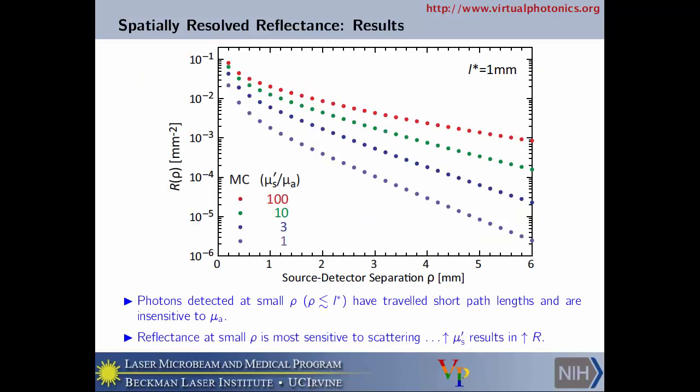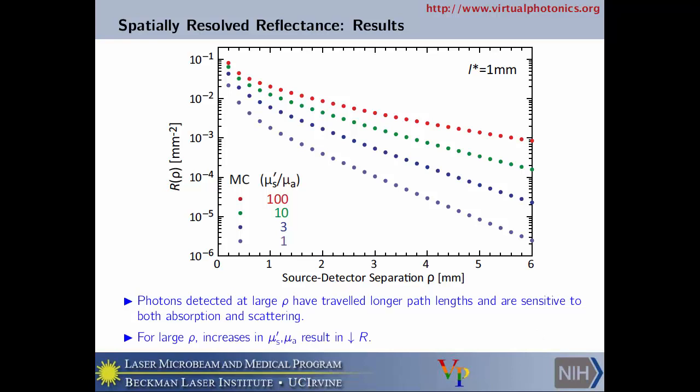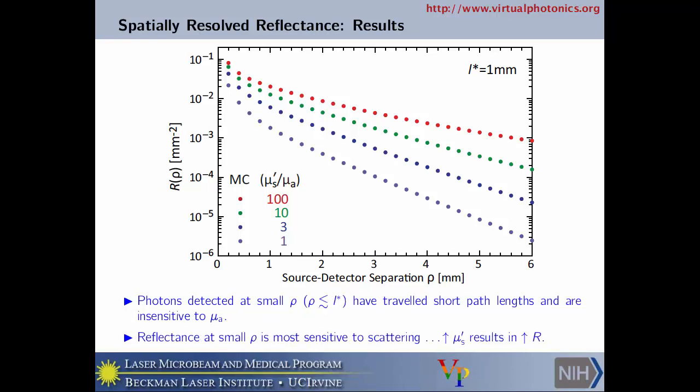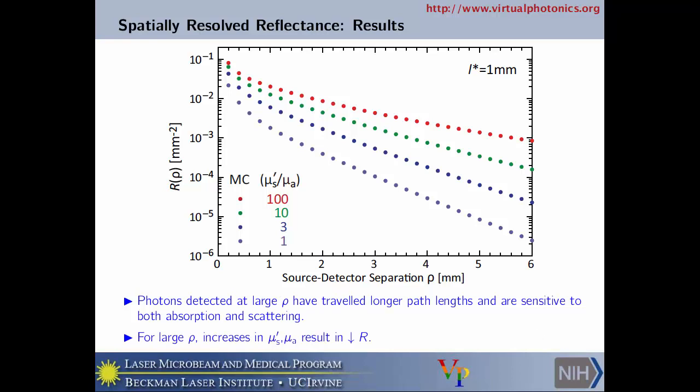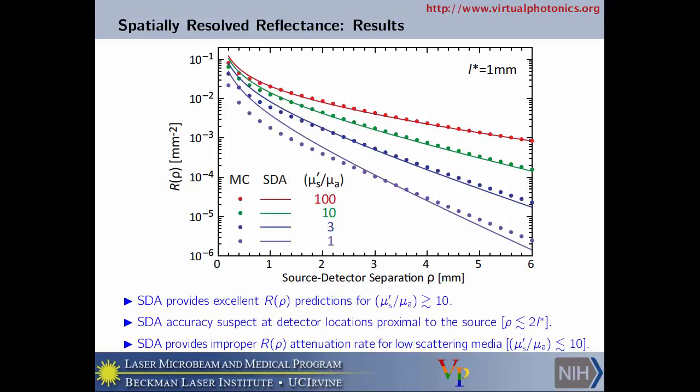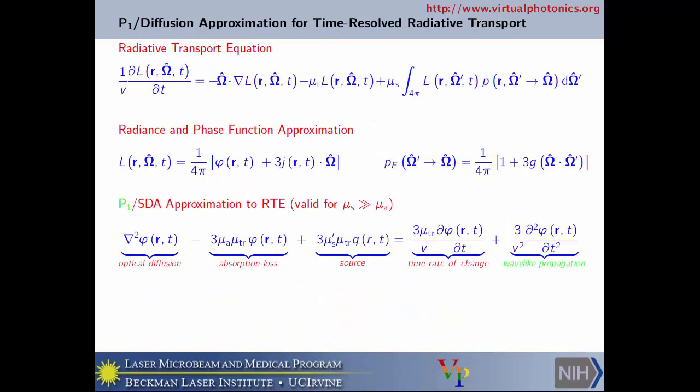You fooled around with this yesterday, but essentially you're insensitive to absorption at short source detector separations. You're more sensitive to absorption at large source detector separations, and the standard diffusion approximation works very well for high ratios of scattering to absorption and less well for more absorbing media, okay? And you experienced that in your exercise yesterday.